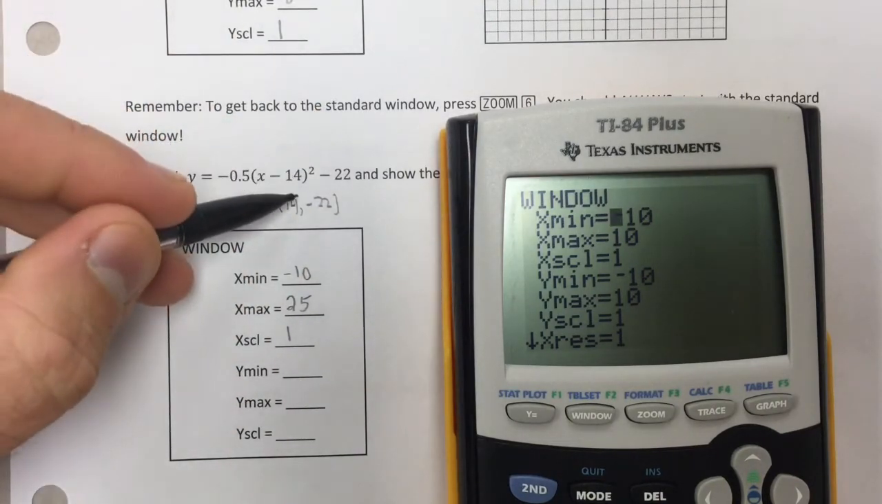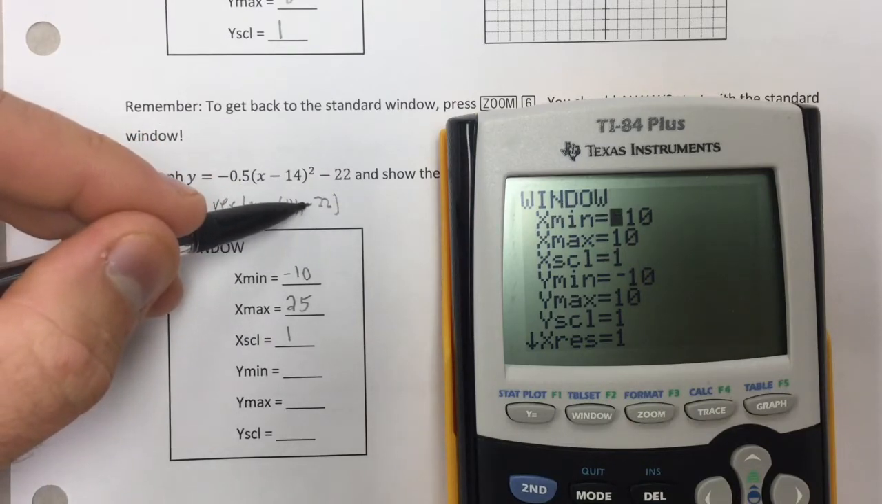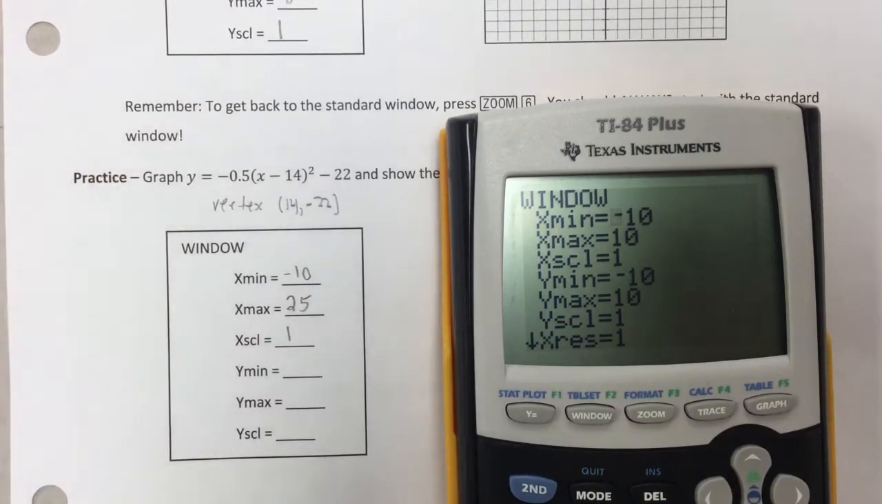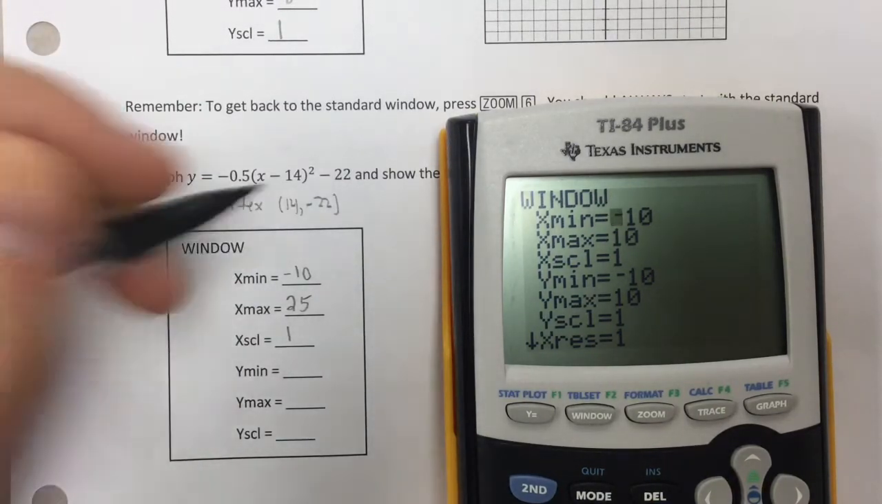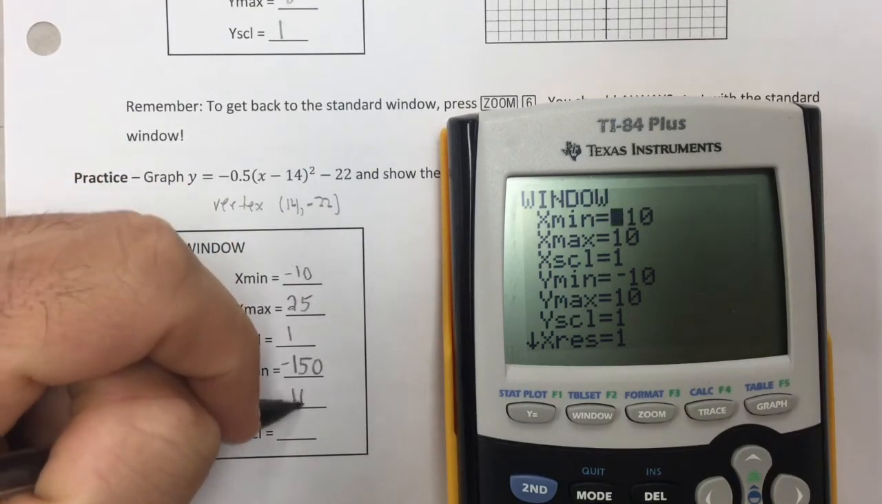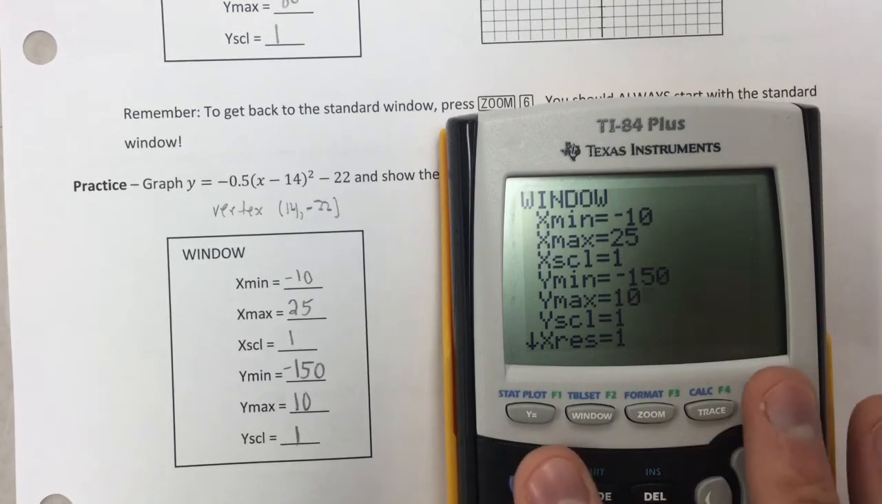The y minimum is where we have to change a lot, because right now it's at negative 22 and our values only get more negative. So I'm going to go a lot lower than negative 22. I'm going to do like negative 150. My y max I can just leave at 10, and my y scale. So I type those in: negative 10, 25, negative 150, 10. And I go to my graph now.